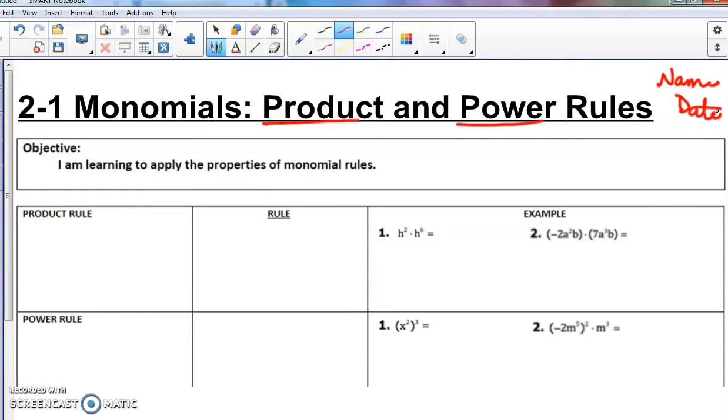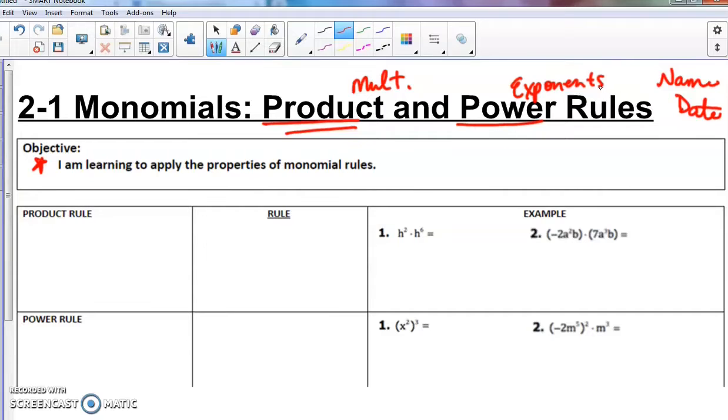Now, first things first, we have our objective. Remember, hit pause if I ever go too fast. It says, I am learning to apply the properties of monomial rules. So we're looking at two of those rules today. Product, which if you think back to our order of operations, product is the answer to a multiplication problem. And then power means that we're now going to have exponents. We're going to look at those two types of rules.